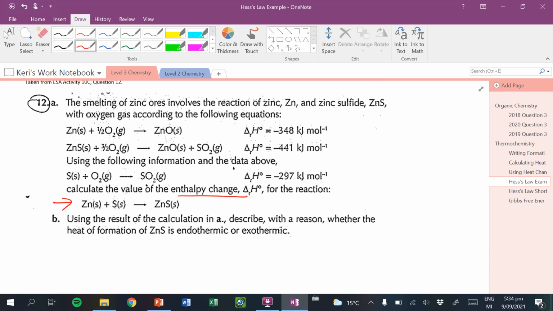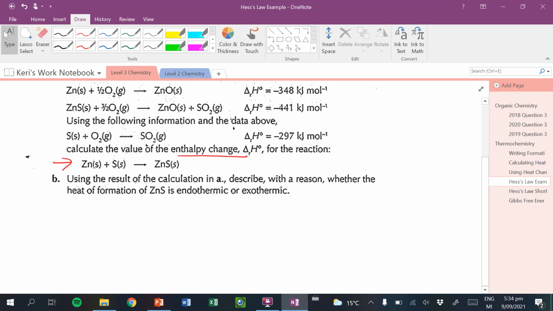I like to make it really clear what my aim is. So my aim is I want this reaction, zinc plus sulfur, making zinc sulfide. So everything I'm doing is in reference to making that as my final equation. Some things I want to note for you guys: make sure you're checking your states. It's not going to be so important for this equation, but every so often you're going to have maybe water in the equation, and in some equations the water will be gas, and in some equations the water will be a liquid.